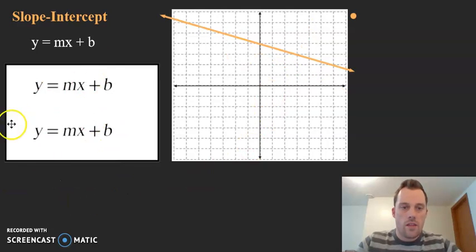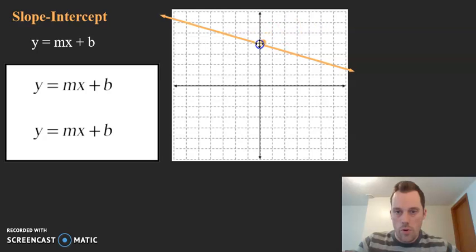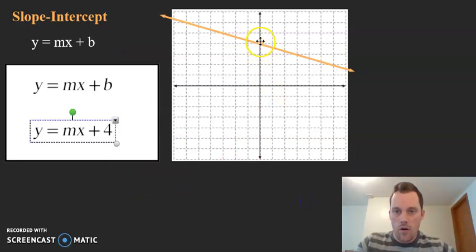Now, writing the equation for a graph, we kind of have to go the opposite direction here. We have to look at the y-intercept, count our rise over run to get slope, and then just substitute those into our equation. My y-intercept is right here. That's at a +4. So I know that my y-intercept is going to be a +4. Now I have to look at a point where these dashed lines intersect. And it looks like it's going to be right here.